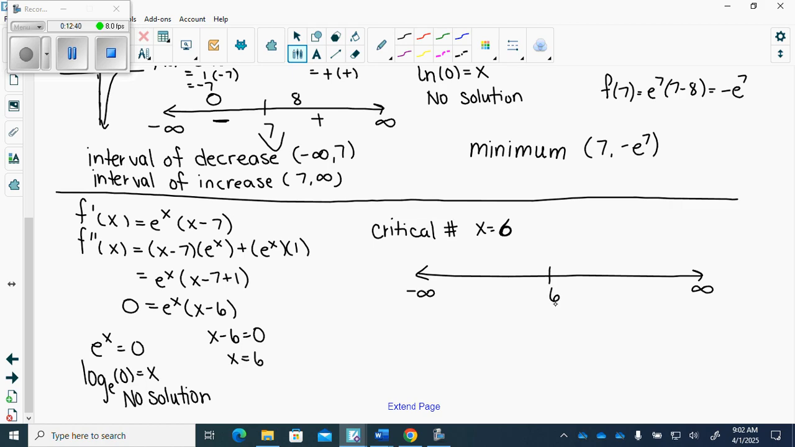I'm going to use 0 and 7. You could use 5 and 7. I like personally just using 0 if I get the choice, and 1s. I really like 1s as well. So we're going to go f double prime of 0 equals, and I always put it into the simplified form. So e to the 0, and then 0 minus 6. E to the 0 is positive because it's just 1. 0 minus 6 is negative. What's the positive times the negative? A negative.